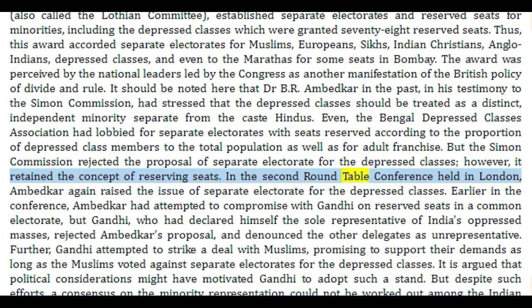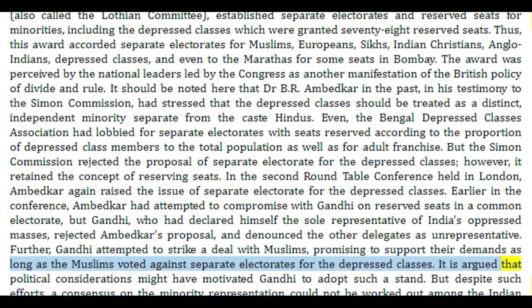In the second Round Table Conference held in London, Ambedkar again raised the issue of separate electorate for the depressed classes. Earlier in the conference, Ambedkar had attempted to compromise with Gandhi on reserved seats in a common electorate, but Gandhi, who had declared himself the sole representative of India's oppressed masses, rejected Ambedkar's proposal and denounced the other delegates as unrepresentative. Further, Gandhi attempted to strike a deal with Muslims, promising to support their demands as long as the Muslims voted against separate electorates for the depressed classes.